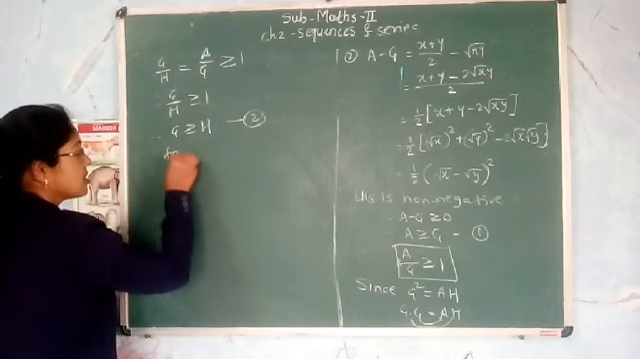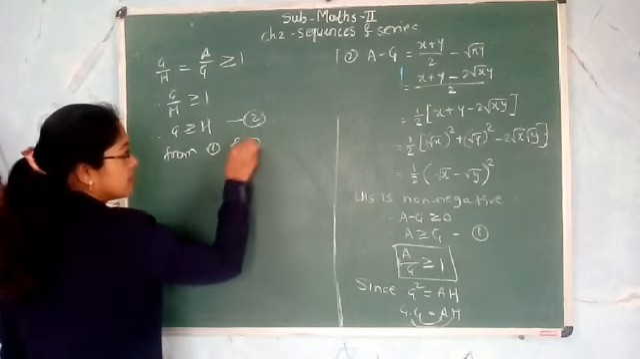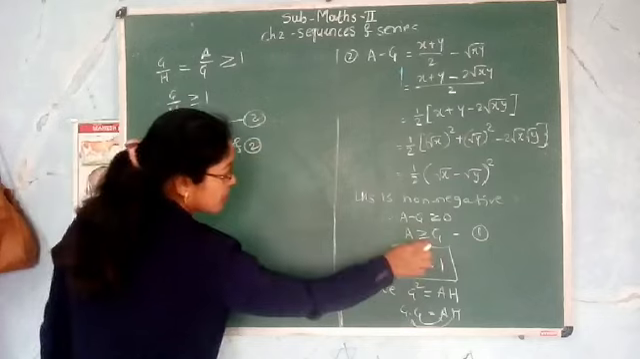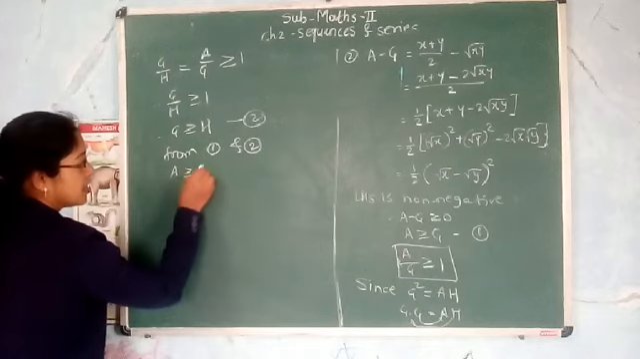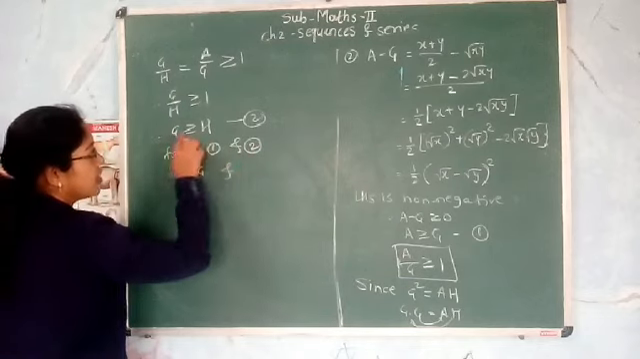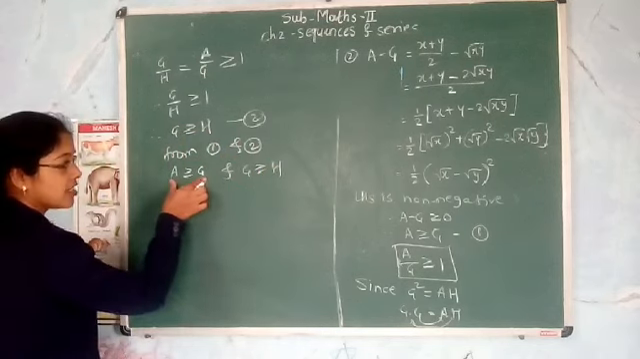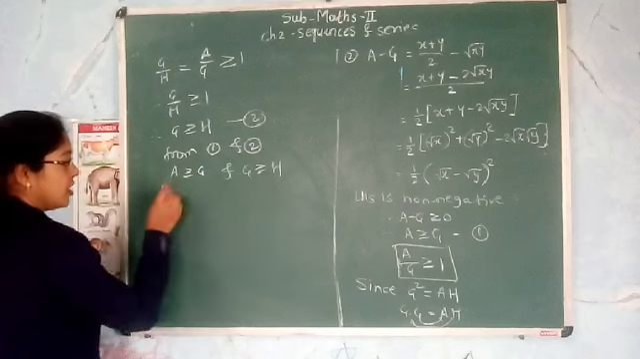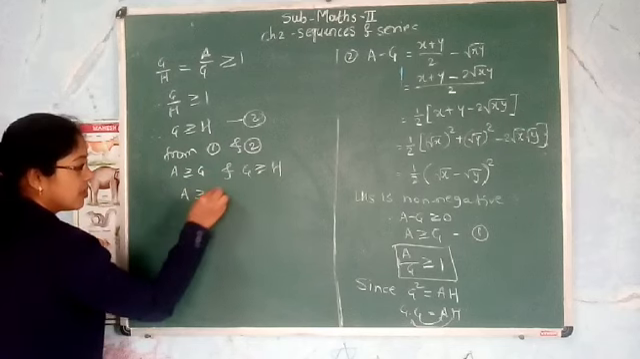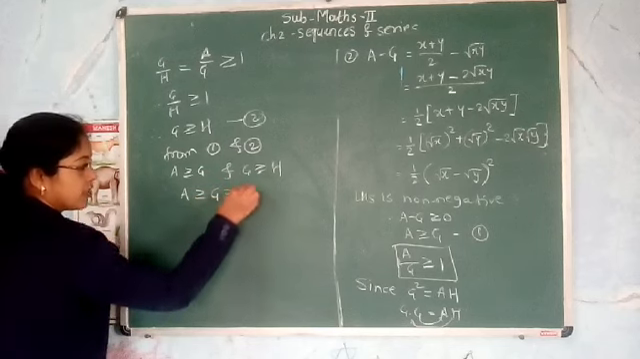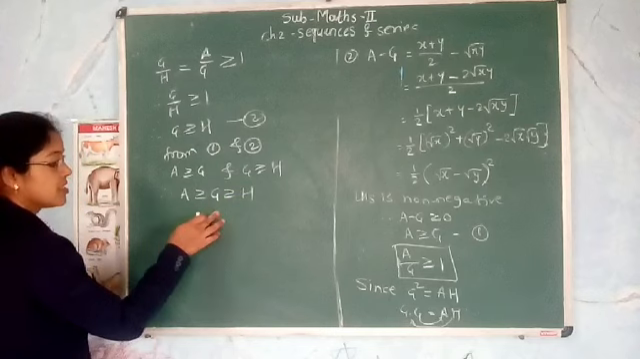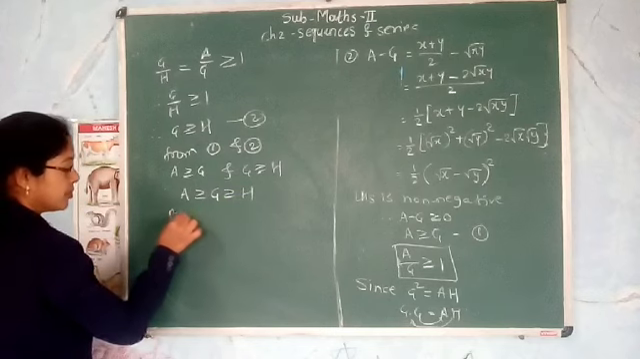So from equation first and equation 2, from equation first a is greater than or equal to g, and from second equation g is greater than or equal to h. So a is greater than or equal to g, g is greater than or equal to h. Therefore a is greater than or equal to g is greater than or equal to h. So this is second condition also proved.